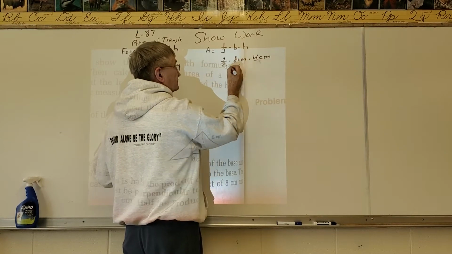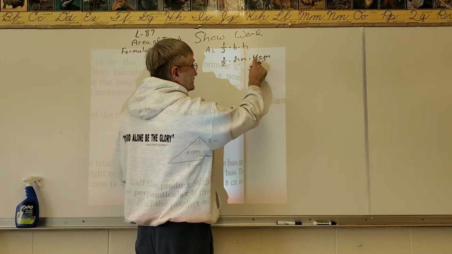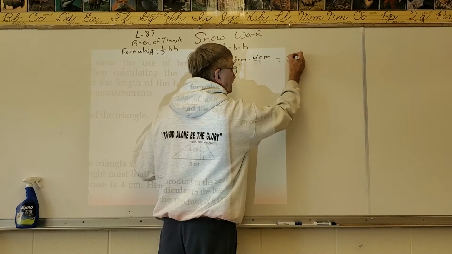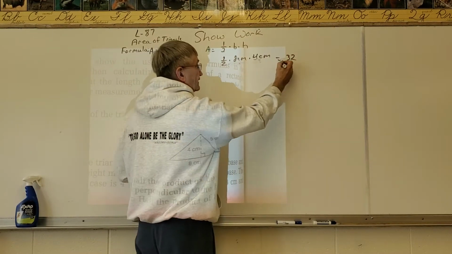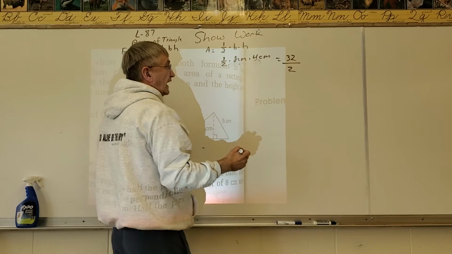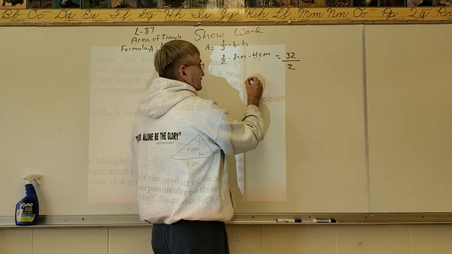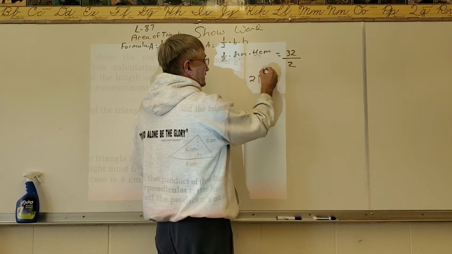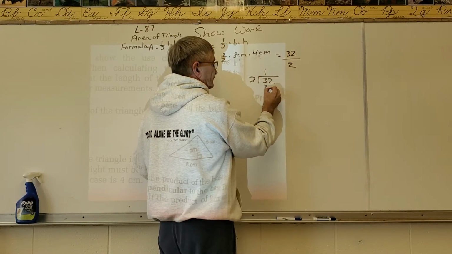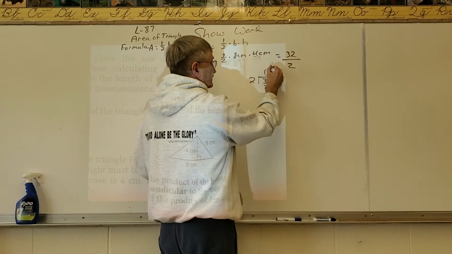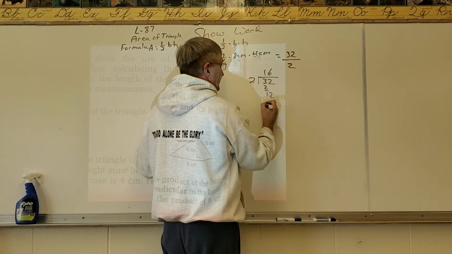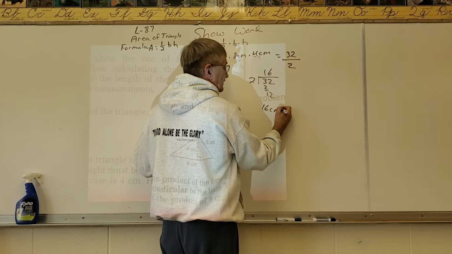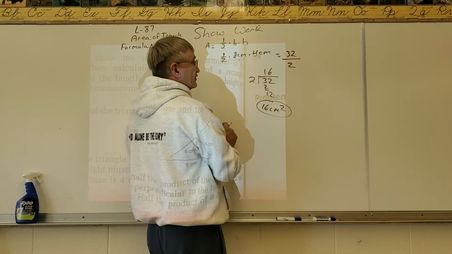Because eventually you'll just be able to go: 1 times 8 is 8, times 4 is 32. 2 is my denominator, divide by 2. And then I'm ready to do the math and divide. 2 into 32, which means 2 into 3 goes once, 2 into 12 goes 6 times. Total, my final answer, 16 centimeters squared, because I'm still figuring area.